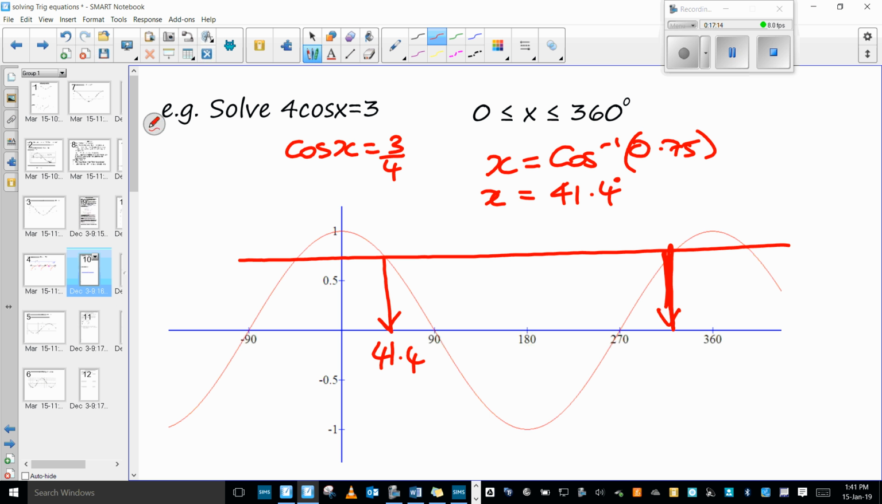Awesome. Said with major conviction there, Jen. Yeah, I was really trying to. So 360 take away 41.4 is? I can do this in my head. 318.6.